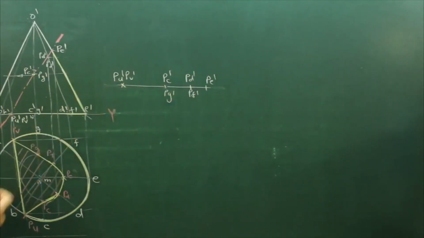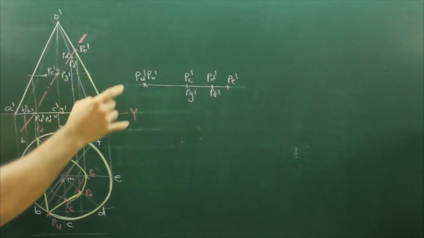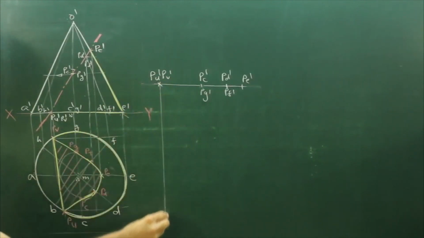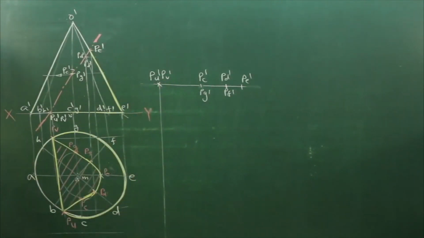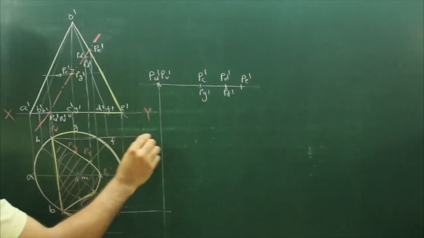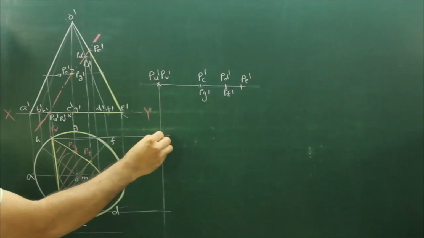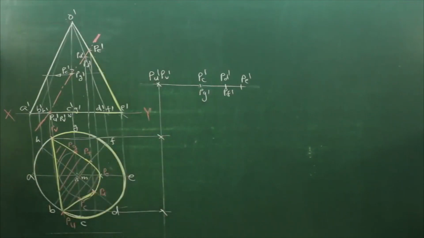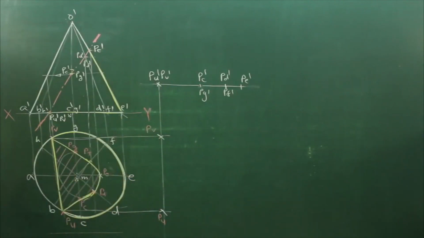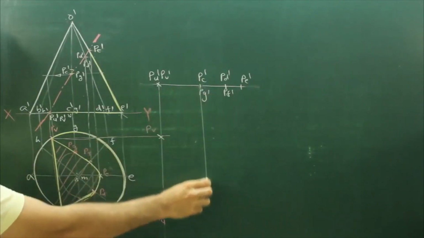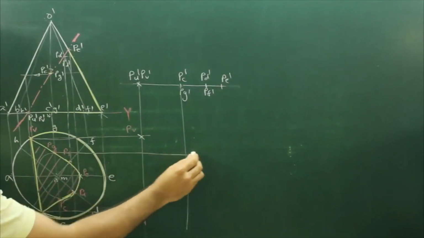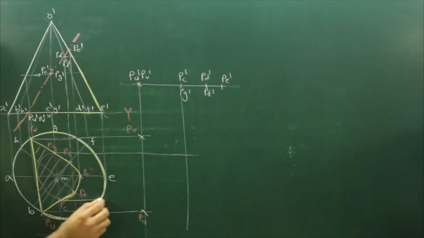Then one by one you have to project all these points down. See, you extend from P U dash P V dash, and this is what P U and P V, you extend from here. Same way you project from P C dash and P G dash, and you extend from P G and P C.